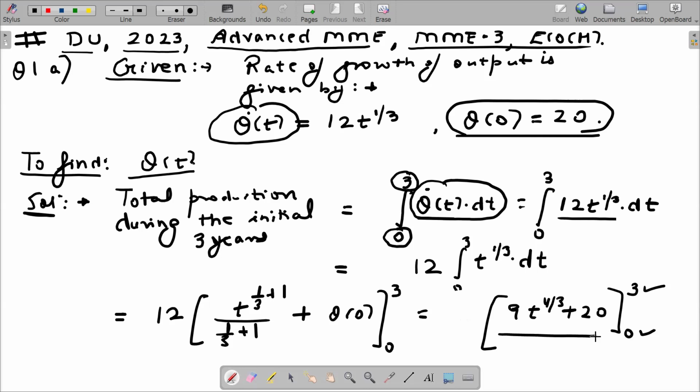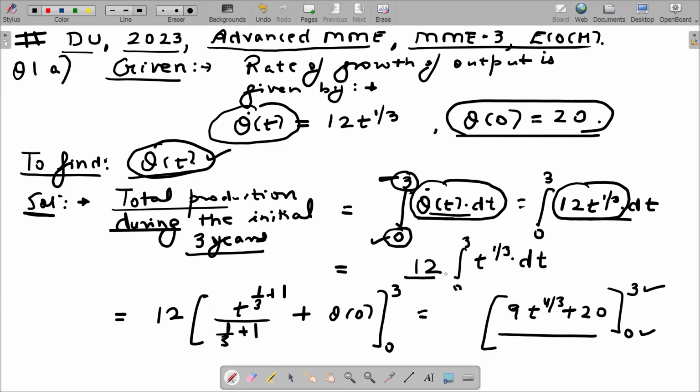So let me revise it again. Total production during the initial 3 years will be, I integrate from 0 to 3. What do I integrate? Q dot t dt. When we integrate q dot t dt, we get q of t. And q of t is the total production at time t. I need to find total production during the initial 3 years. That means as t goes from 0 to 3, I integrate q dot t dt. Q dot t is 12 t to the power 1/3. The 12 comes out because constants come out of the integral.